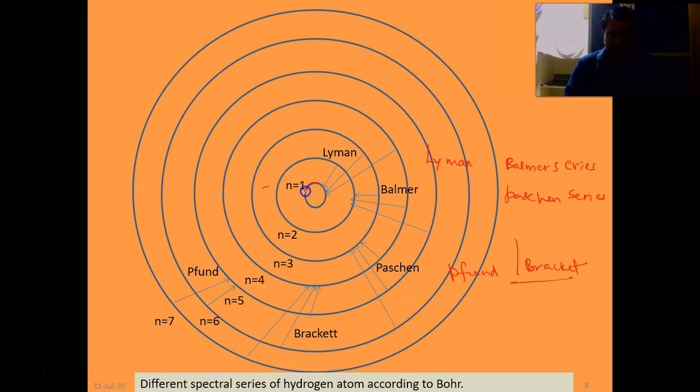So here just observe, this is the first orbit. When an electron jumps from any higher orbit to the first orbit, then the spectral lines come, and that spectral line series is called Lyman series.